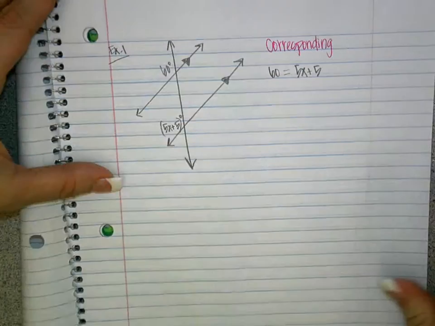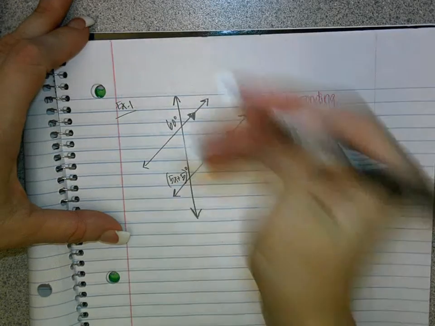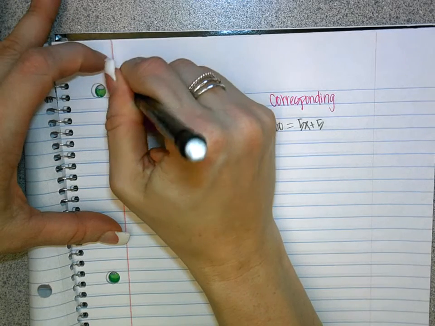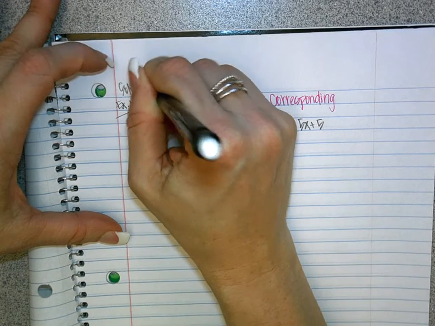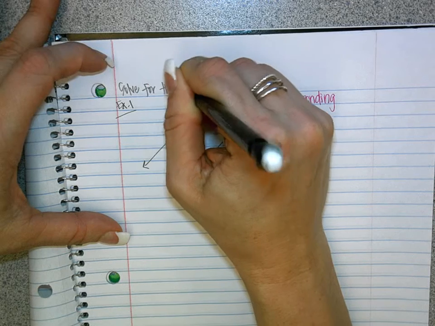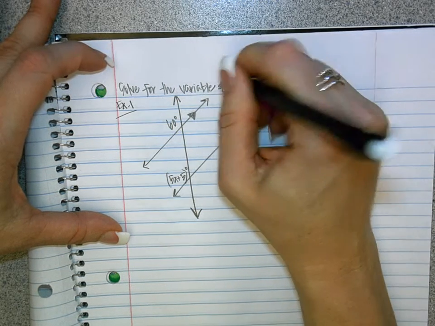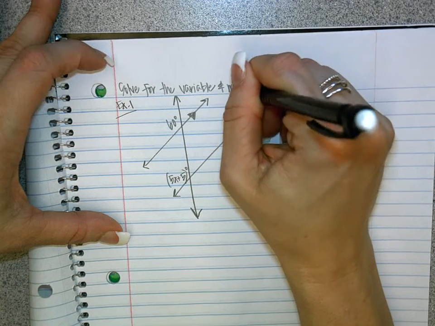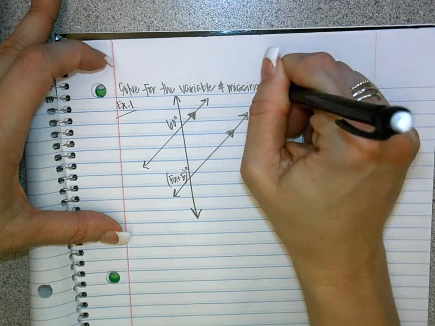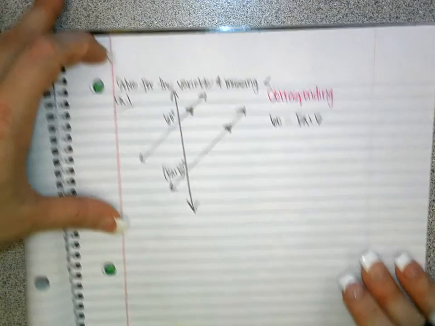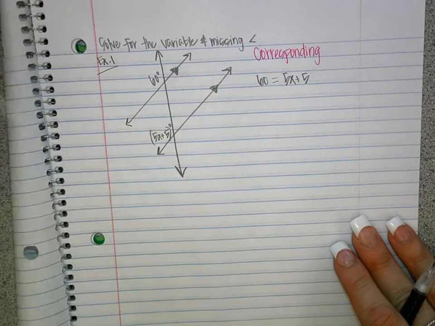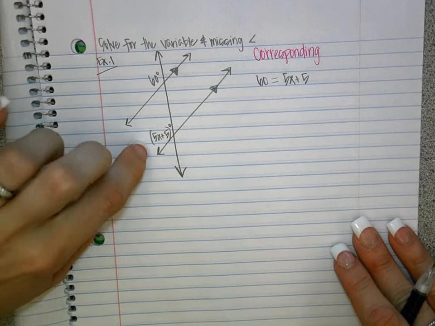Oh, I'm sorry. And your instructions here were solve for the variable, or solve for the letter, solve for the variable, and missing angle. Okay, so you're actually going to have two parts here. First, I want you to find what x is, and then I want you to plug it back in to find what the whole thing is.